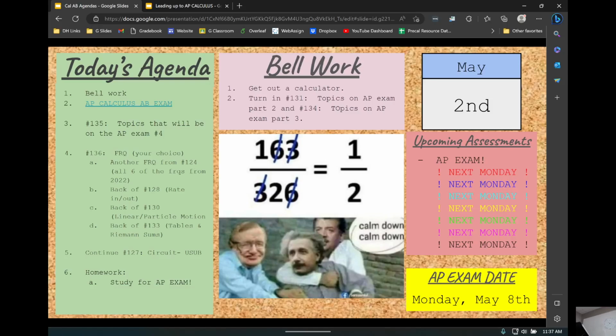For everybody else, your AP exam is next Monday, and so we won't have a ton of grades or assignments after that. However, make sure that you don't throw your stuff away, because there are some assignments that you've done that I may say, okay, let's go ahead and turn this in, I'll give you some points for it.